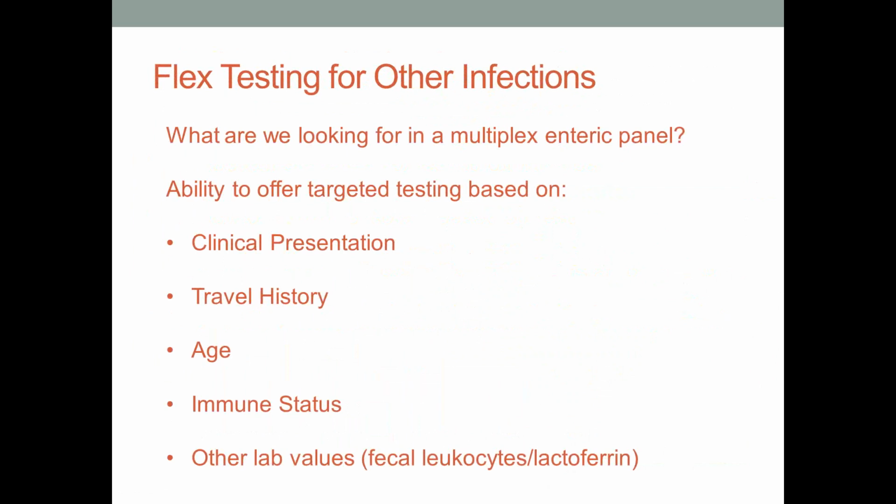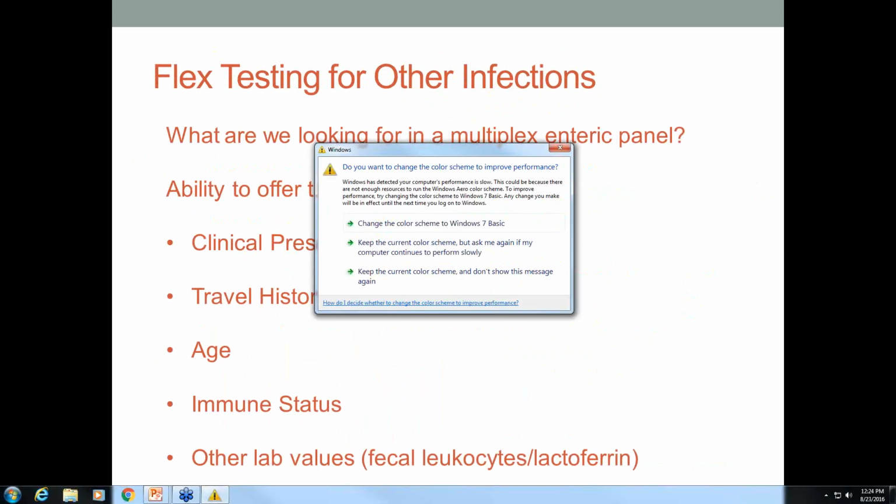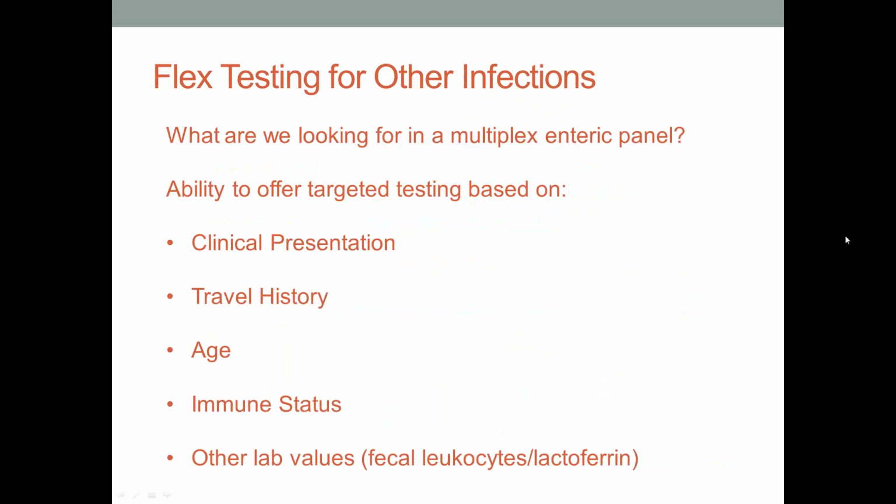I'll just finish out by talking about our interest in a multiplex enteric panel and how we see this working well in a flexible testing system. So we'd like to be able to select targets for GI testing based on things like the patient's clinical presentation, their travel history, their age, whether they're immune compromised, and whether they're positive for fecal leukocytes or lactoferrin.